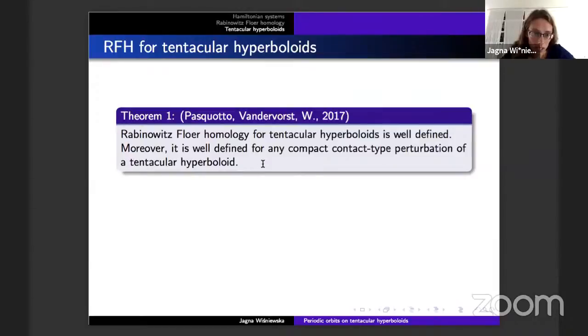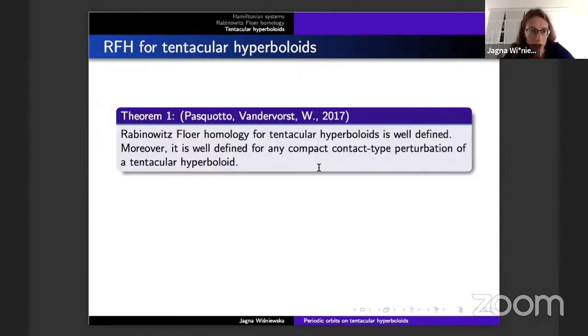So it is not only well defined for those quadratic Hamiltonians, but also for any compact contact type perturbation of a tentacular hyperboloid. If we take something which differs in a compact set from a tentacular hyperboloid, but outside of a compact set it coincides with a tentacular hyperboloid, then for this object we can also define this Rabinowitz-Floer homology, this invariant, as long as the hypersurface is of contact type, of course.